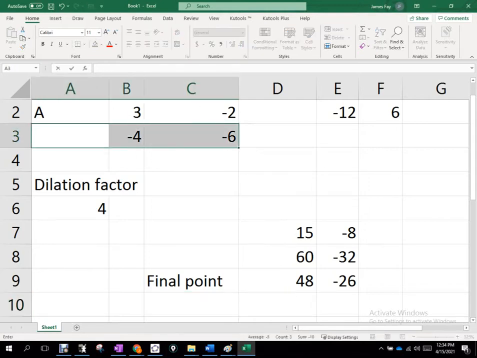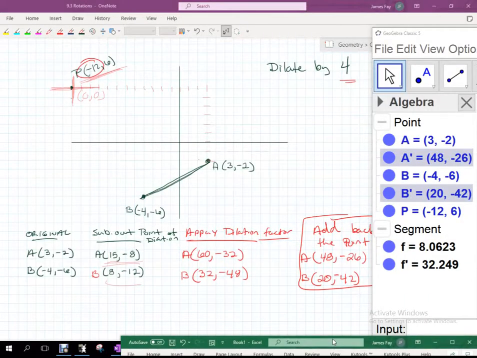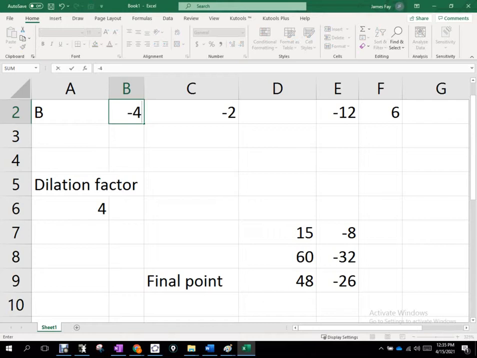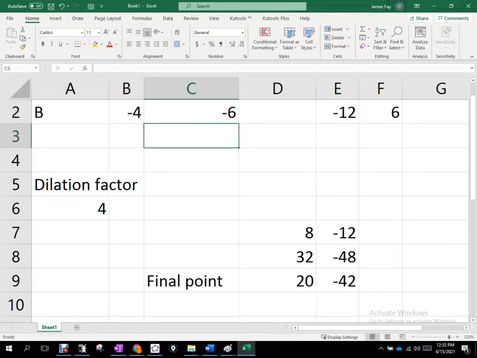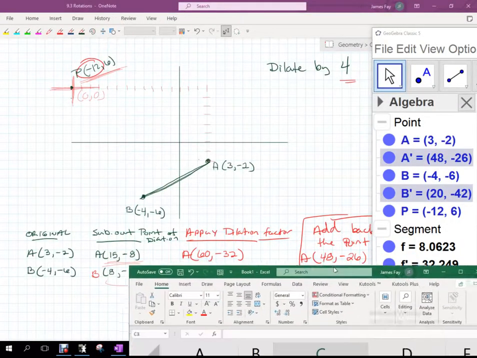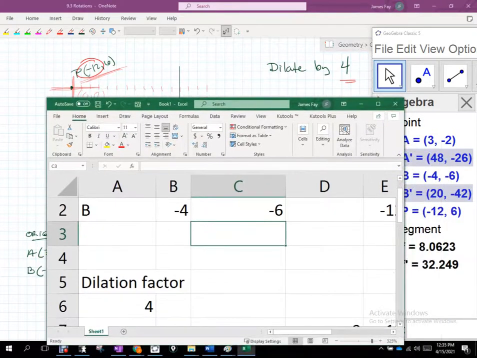It allows me to say, okay, if this was point A, at 3, negative 2, let's take point B, which we chose to be at negative 4, negative 6, right? So I'm going to type in negative 4, negative 6, and you see how everything changes? And now we get 20, negative 42, which was the B prime point. Does that make sense? Okay.